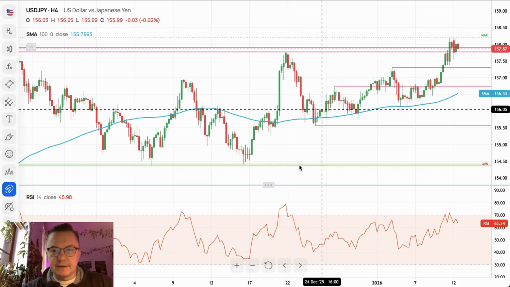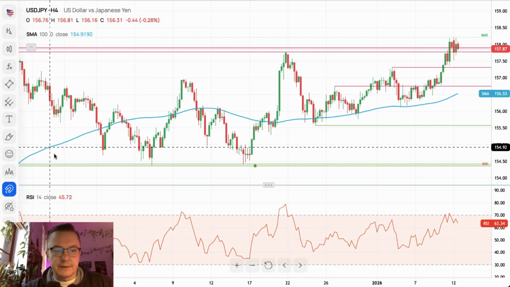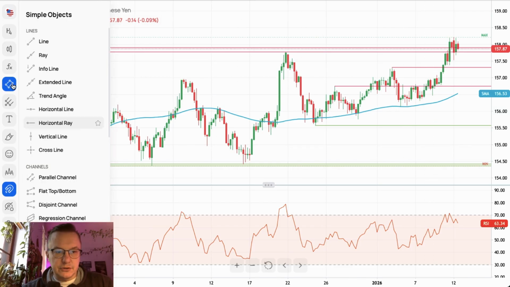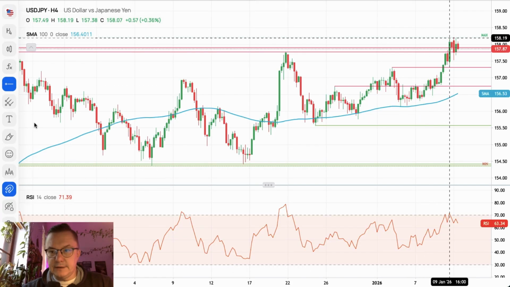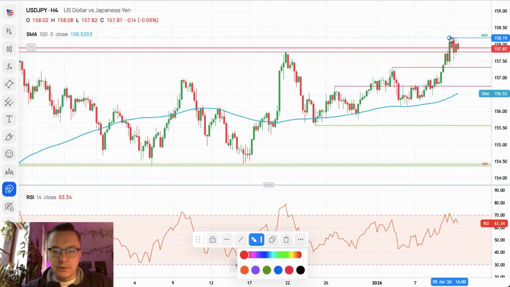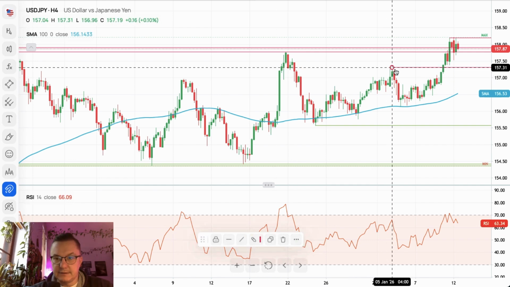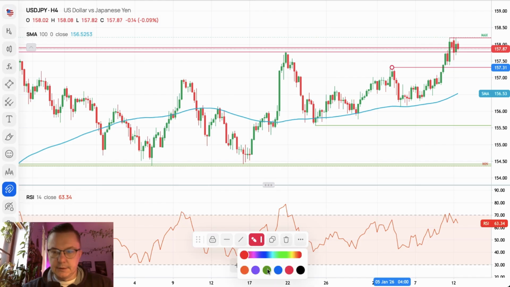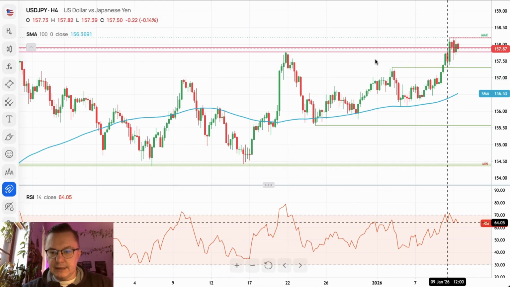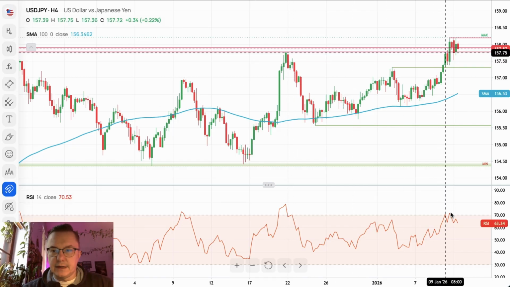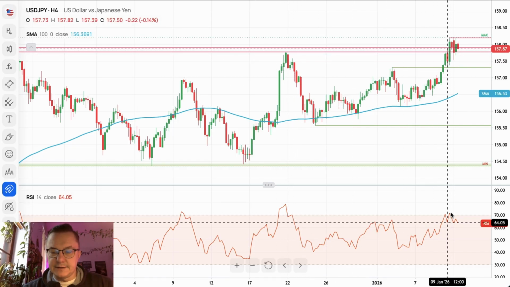US dollar versus the Japanese yen finally breaks above the upper range level. We hit the 158.19 level. So that's the technical resistance right now. This one is not valid. This one will be technical support, 157.31. So this will act as a technical support. Market hit the extremely overbought conditions. We have a bearish divergence between this high and RSI at these two peaks.